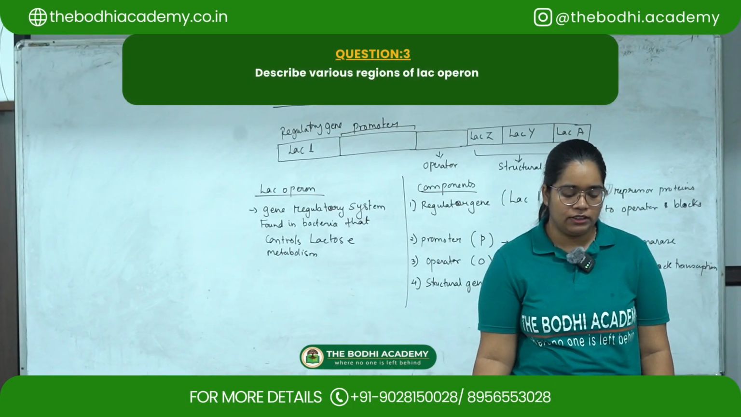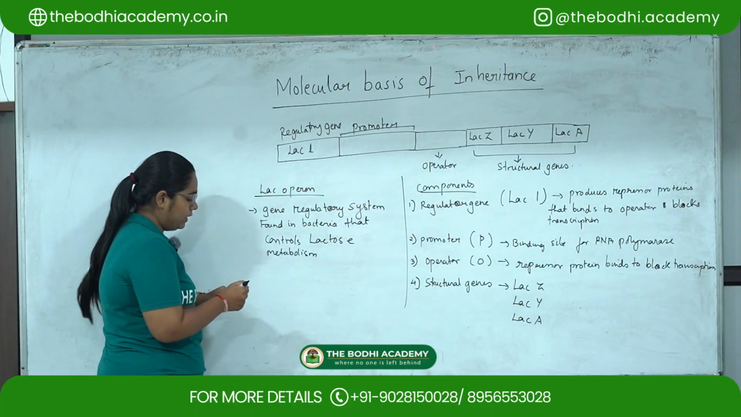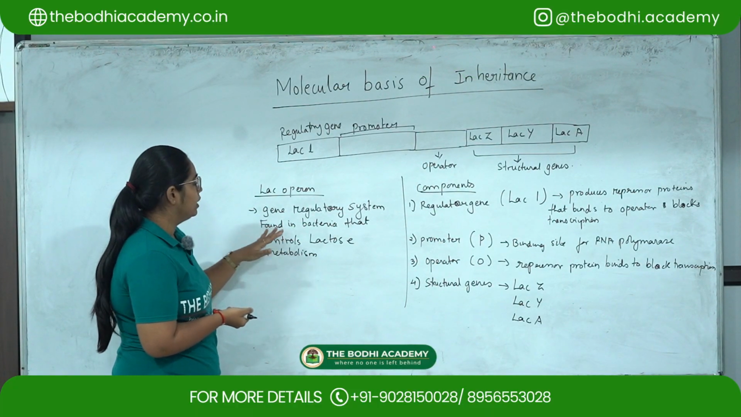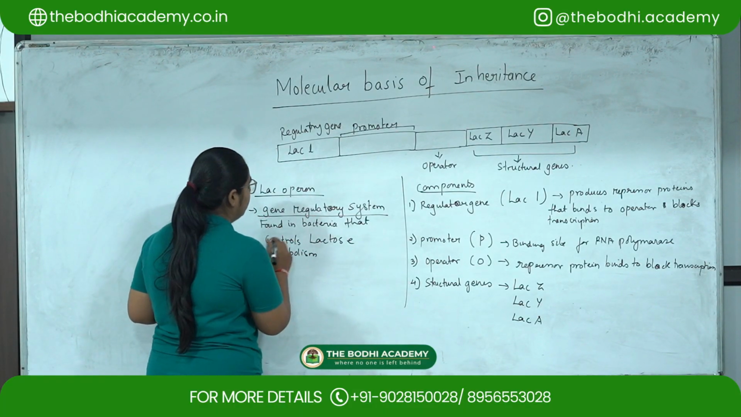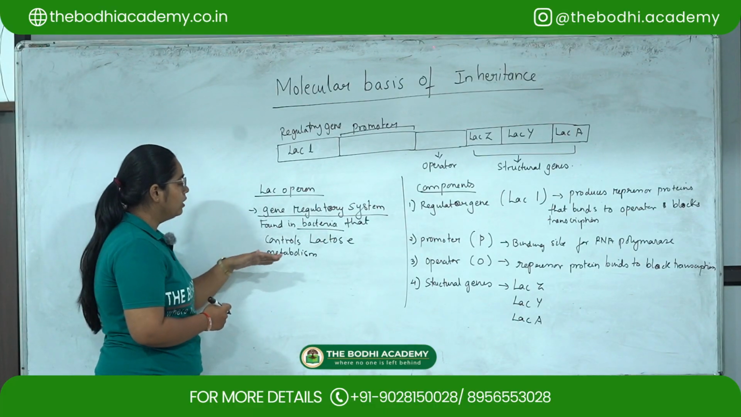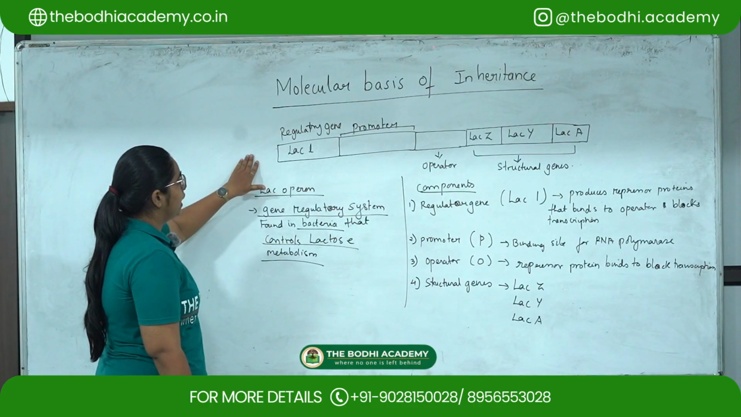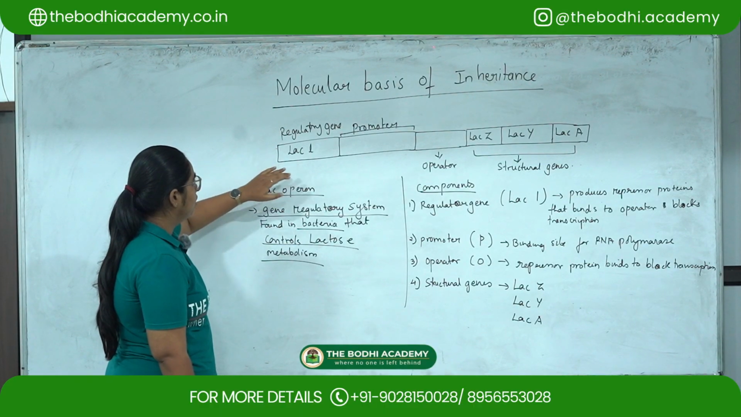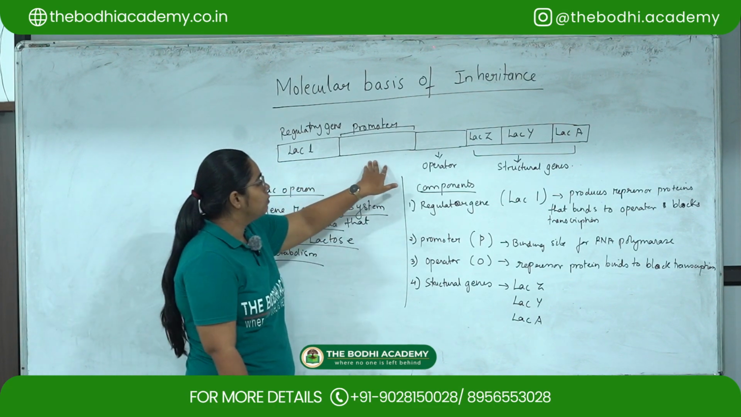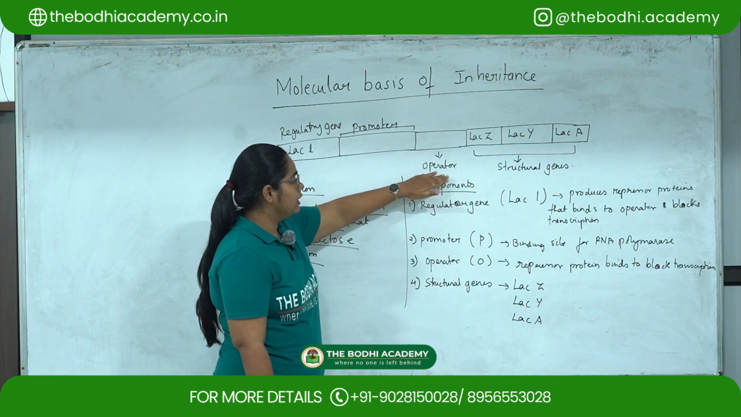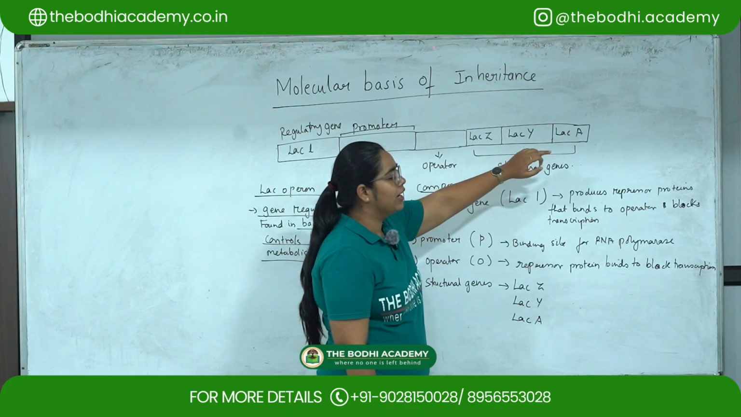The next question is: describe the various regions of the lac operon. The lac operon is a gene regulatory system found in bacteria, especially in E. coli, that controls lactose metabolism. These are the various regions of a lac operon. The first is the regulatory gene, that is lac I. Then comes the promoter region, then the operator region, and then the structural genes, that is lac Z, lac Y, and lac A.